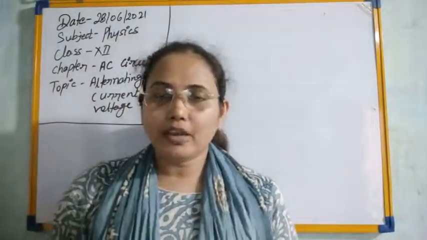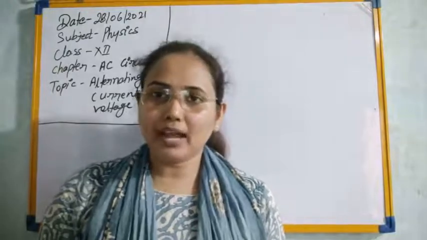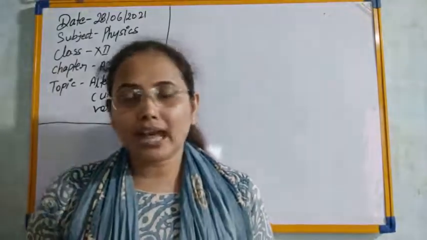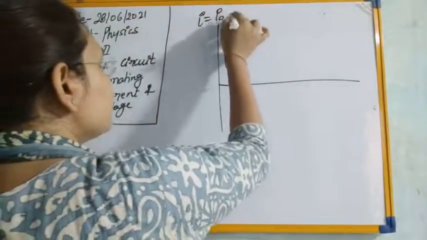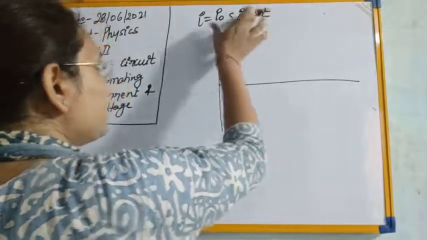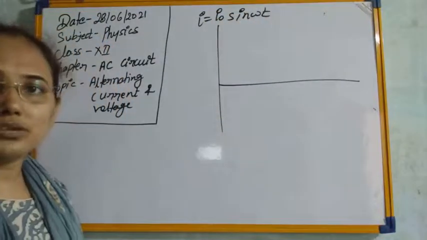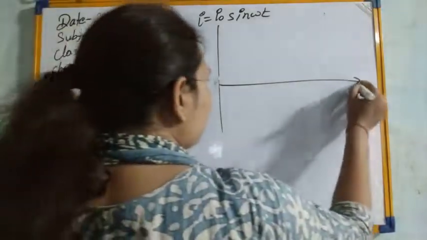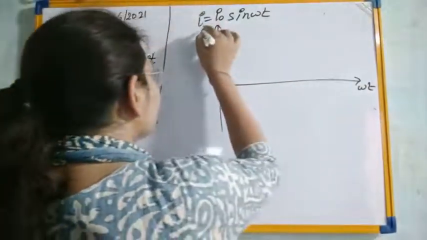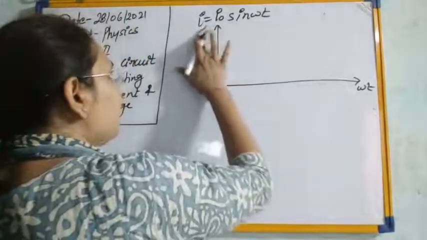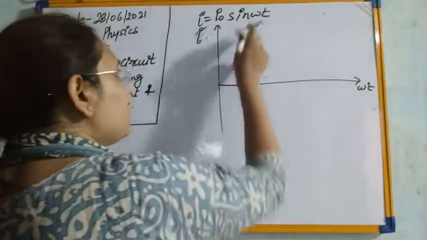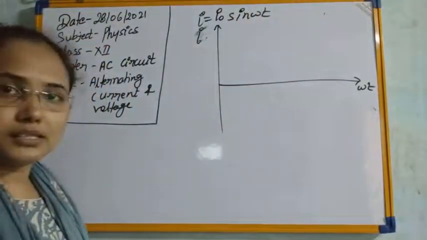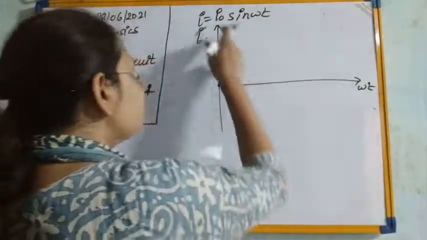You know that for any wave, amplitude is the maximum value of the wave. If you again see the graph for the current, suppose this is the alternating current equation we have just written, I = I0 sin omega t, for which we get the graph in this way. This is I, this is omega t, and as omega t varies we get sin omega t. If omega t is 0, then I is equal to 0.